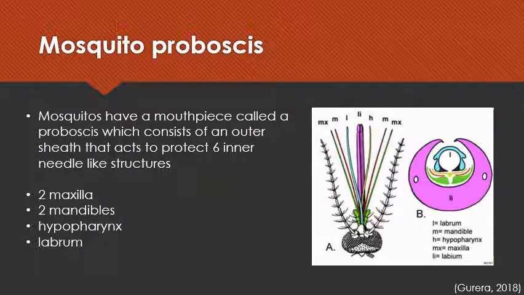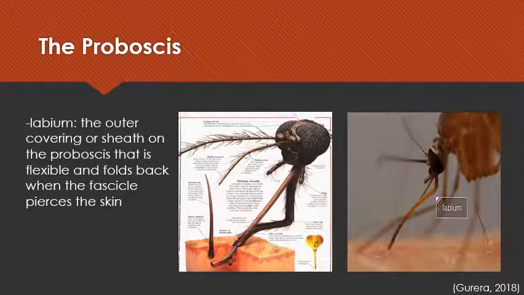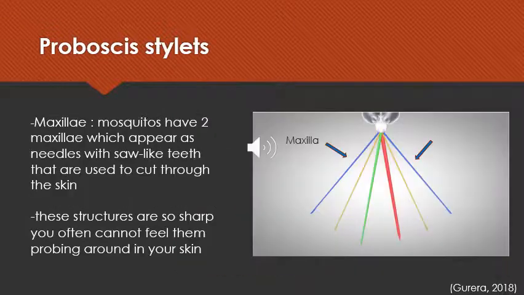Now that I've covered both the antenna and the maxillary palp, I will just briefly go over the mosquito proboscis. Now, the mosquito proboscis consists of 6 inner needle-like structures that are surrounded by an outer sheath. The labium is the outer sheath, and this is a flexible material that can fold back when the fascicle pierces the skin. The maxillae appear twice and are needles with saw-like teeth, almost like a serrated knife that can cut through the skin. These are so sharp that you actually can't feel them probing around.